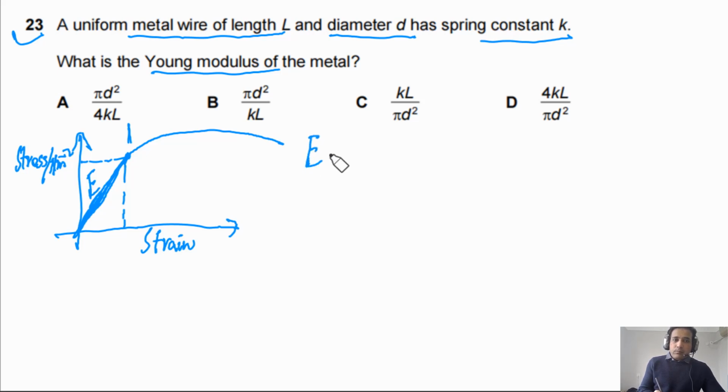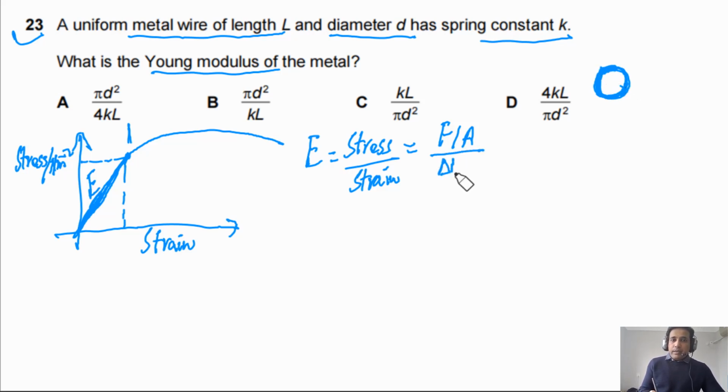strain. And stress is force over cross-sectional area of the metal. If the pipe is hollow like this, you have to take the cross-sectional area of the metal, which means this area. And this is divided by delta L over L. If we simplify this, we can say it is FL divided by A times delta L. If you look at the given answers, we don't see force and we don't see cross-sectional area. So we have to write down force and cross-sectional area in terms of the quantities in the answer.